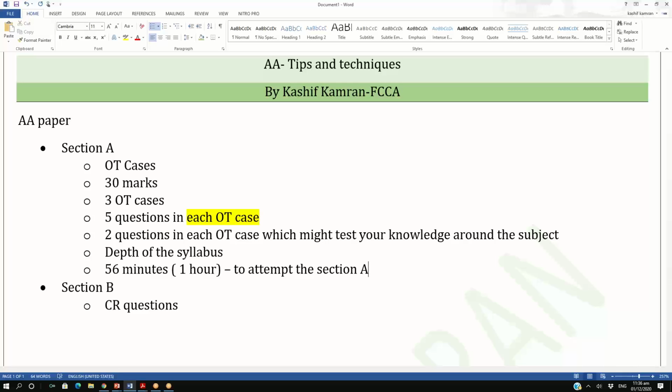Now I'll be showing you a real section A, and I'll be showing you a real OT case to give you a better application of what I just told you in the last 5 to 6 minutes.